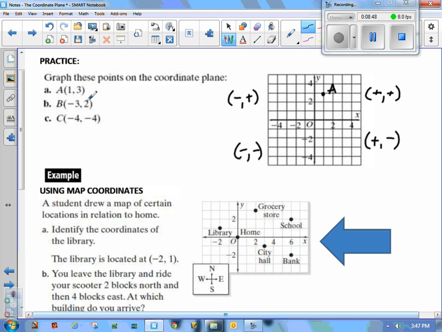B, I know this is a negative, positive. Well, a negative, positive is over here in quadrant 2. So when I start at the origin and I go to the left 3, negative 3, and up 2, that should put me in quadrant 2, which it did. I want you to pause the video, take about 30 seconds to a minute, and plot point C on the coordinate plane.